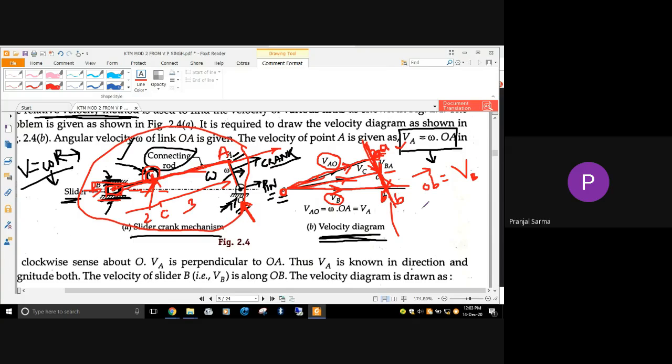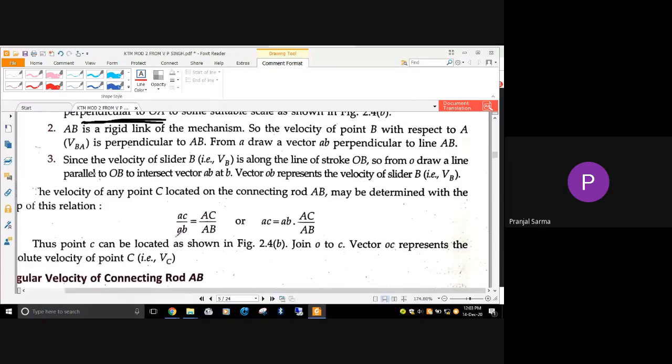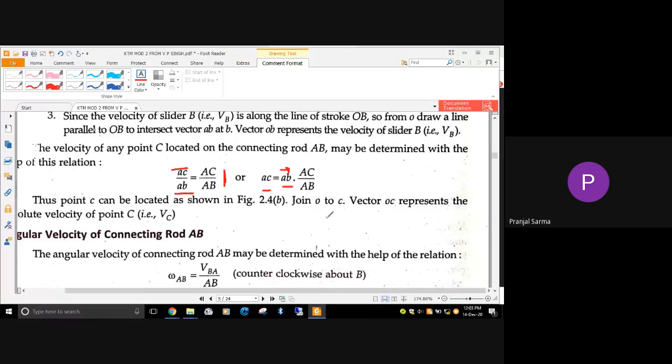Or any other point, if you want the relative velocity with respect to some other point, you can obtain it like that. Understood? That is how it is important, and that is what is written here. The velocity of any point C located on the connecting rod AB may be determined with this relation. AC by AB, that is, the velocity can be obtained in the same ratio as its length, that is, AC equals AB vector into AC by AB.